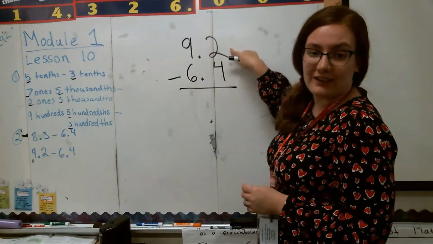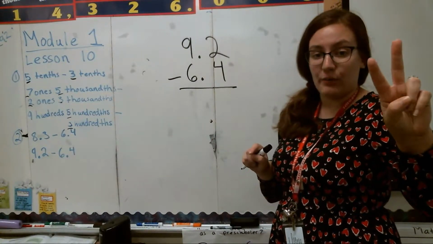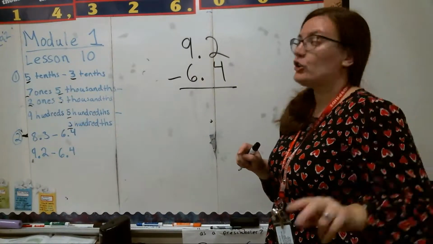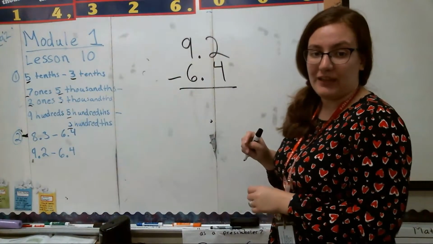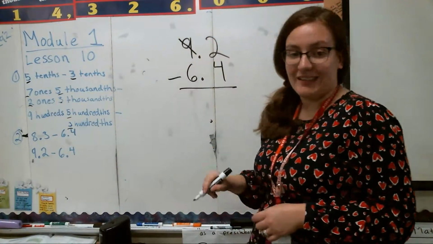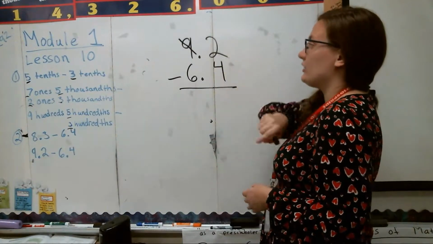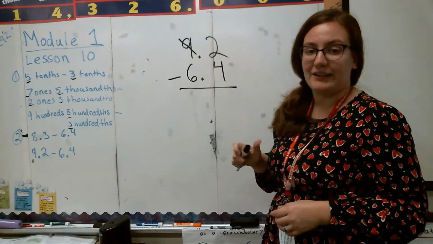I am first left with 2 minus 4 again. If I have 2 fingers up, I can't take away 4 because I don't have enough. So I need to borrow from the next place value. So I'm going to cross off this 9 ones. I'm going to take one of the ones and use it to help me subtract in my tenths place.